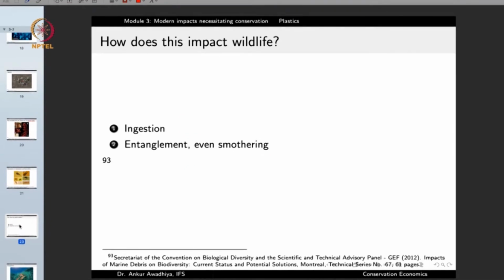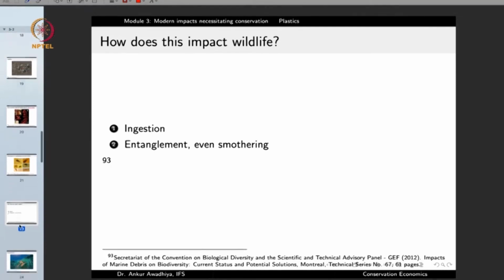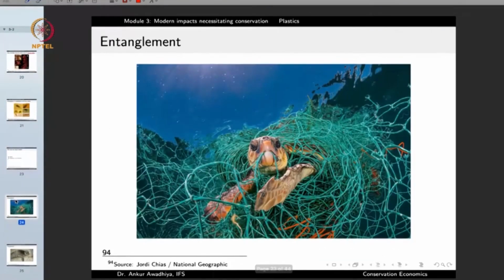Another way they impact biodiversity and wildlife is through entanglement. So, what happens is that the plastics that are left out, so they can be thrown out or probably they get out because of some accidents, and these plastics can act as ghost nets. Now, here we can observe that this is a fishing net that is there in the water body, and the fishing net is meant to capture animals. It is very good at capturing animals.